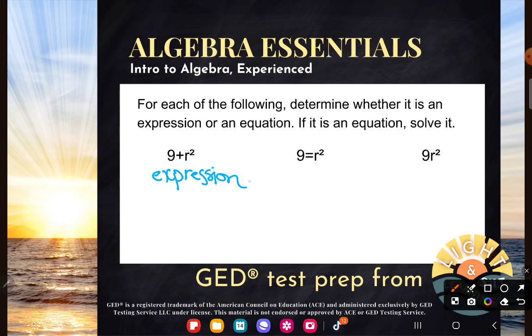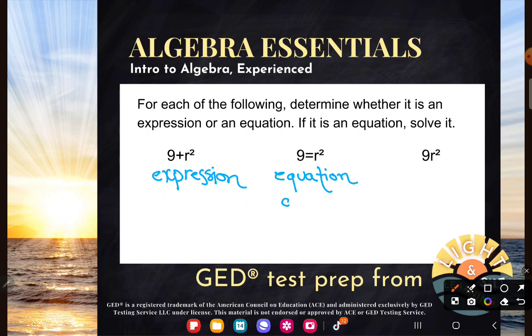Compare that to the next one. We see not 9 plus r squared, but in this case, 9 equals r squared. I'm giving you some kind of a clue about r. No, I don't currently know what r is, but I know what happens if you square r, you get 9. This is an equation. We have an expression equal to another expression, two equivalent expressions. This is an equation, which means you can solve it.